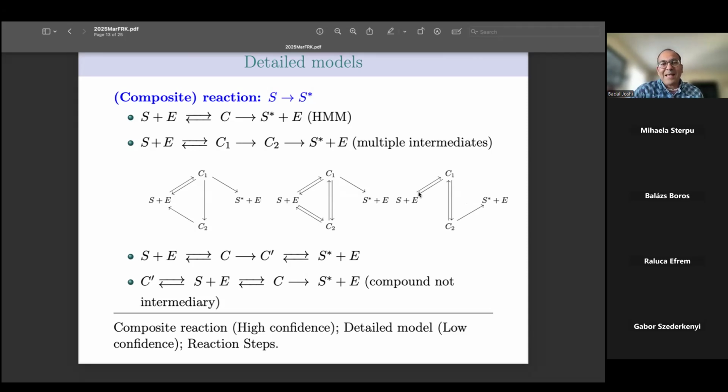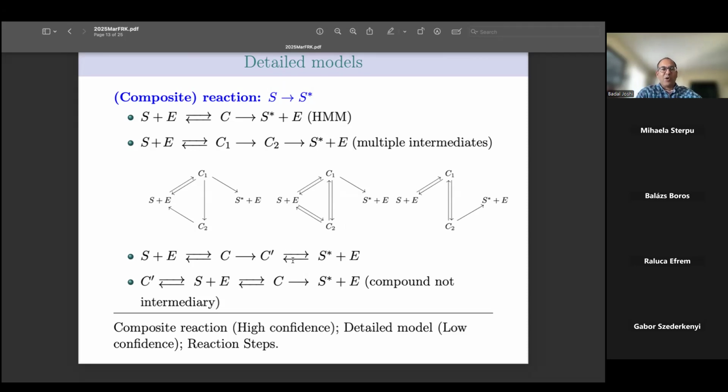You might even have that the substrate and enzyme always form a complex reversibly. For example, here S plus E form C, and S star plus E form C prime. And again, this is always reversible, but still the overall reaction is irreversible because C to C prime is irreversible. You might even have that this compound is not really an intermediary. It appears in a side branch, but it still may play some role in the overall model. So I'm just giving you some examples of detailed models, but for all of these detailed models, we have the same composite reaction.